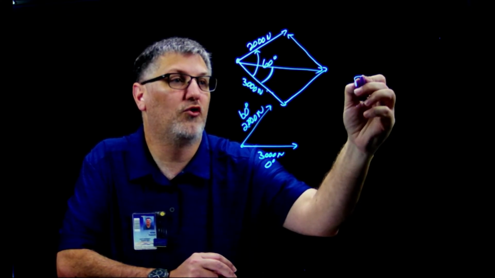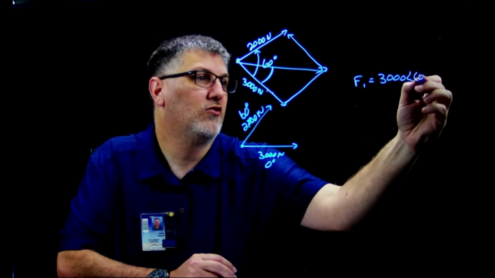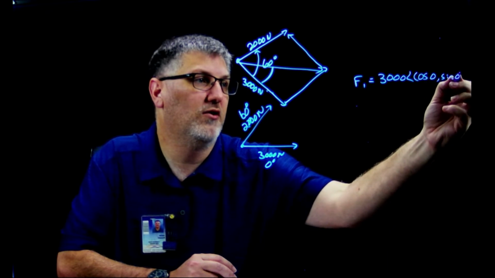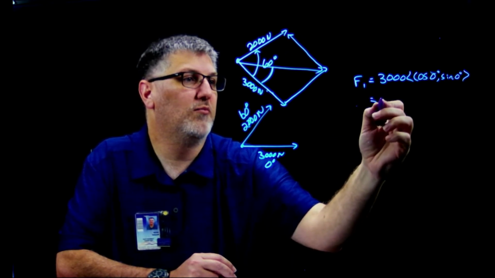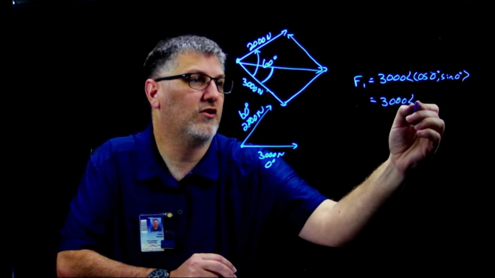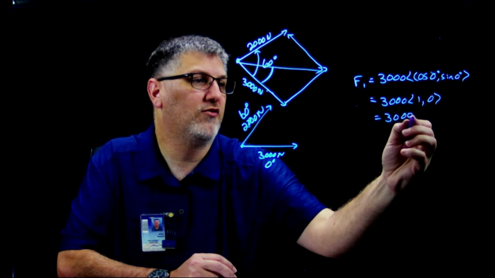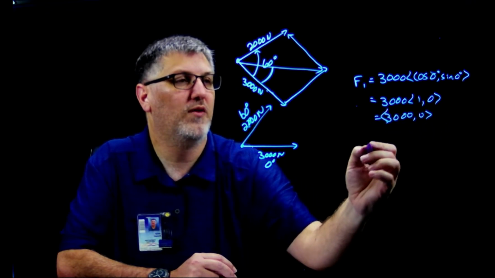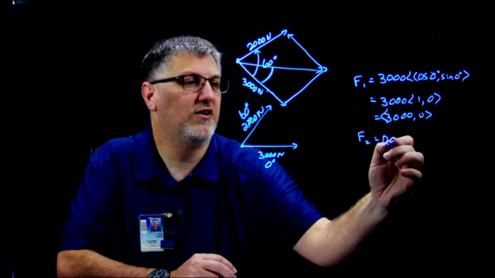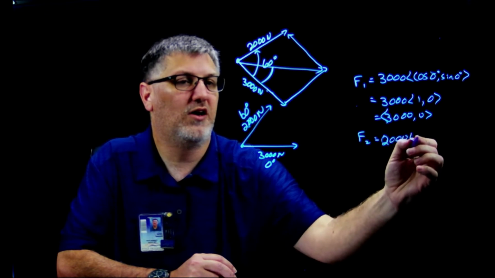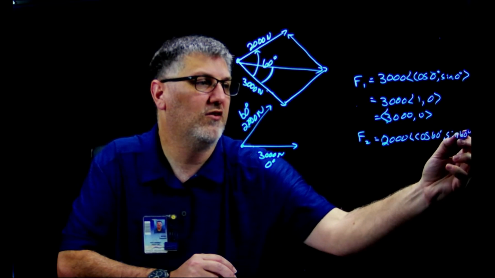So let's call this force 1. It is going to be 3,000 newtons times cosine of 0, sine of 0. That's a degree symbol, not an 8. So this is going to give me 3,000 times, let's see, cosine of 0 is 1 and then 0. So this is going to give me 3,000 comma 0 as my vector for force 1. My vector for force 2 is going to be 2,000, I just cannot write today, times cosine of 60 degrees, sine 60 degrees.